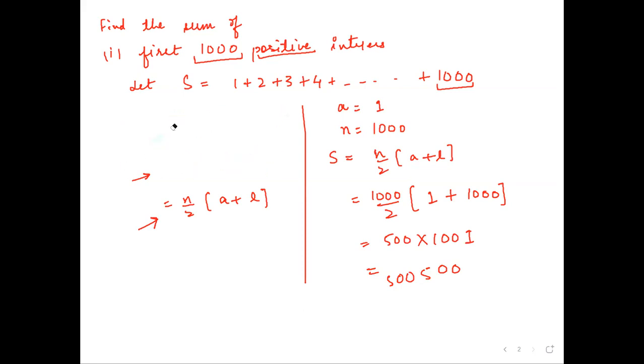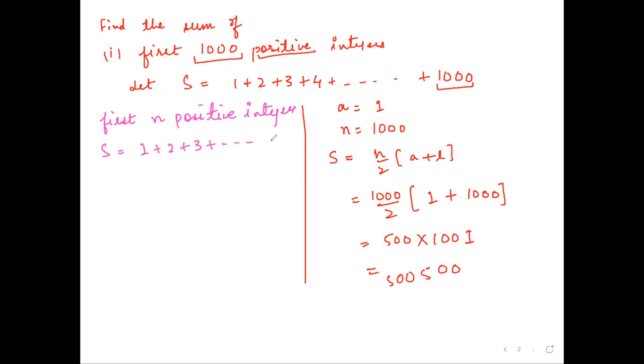So if you can just generalize this thing, Abdullah. Now here it was saying that you find the sum of first 1000 positive integers, right? Yes, ma'am. If I ask you to find the sum for first n positive integers, how will you write it? That means now you have to find this sum, 1 plus 2 plus 3 plus up to n.